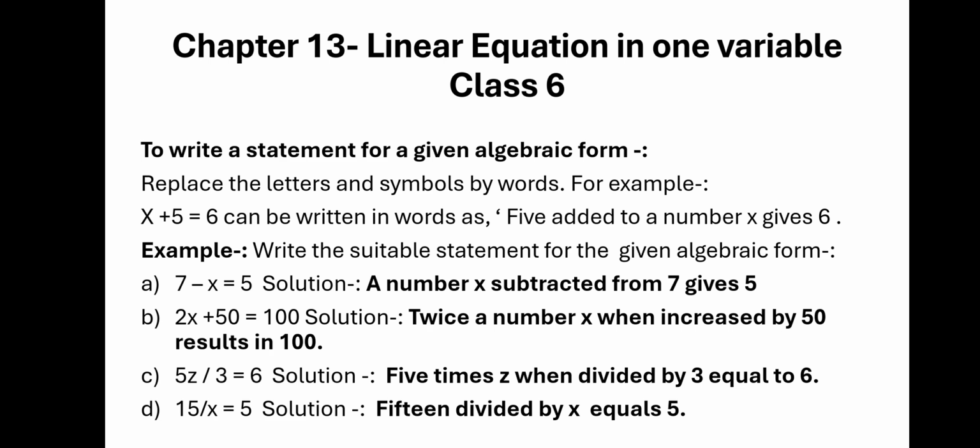2x plus 50 equal to 100. Twice a number x when increased by 50 results in 100. Then 5z upon 3 equal to 6. The solution for that is 5 times z when divided by 3 equal to 6. 15 divided by x equal to 5, that is 15 upon x equal to 5. So 15 divided by x equals 5.